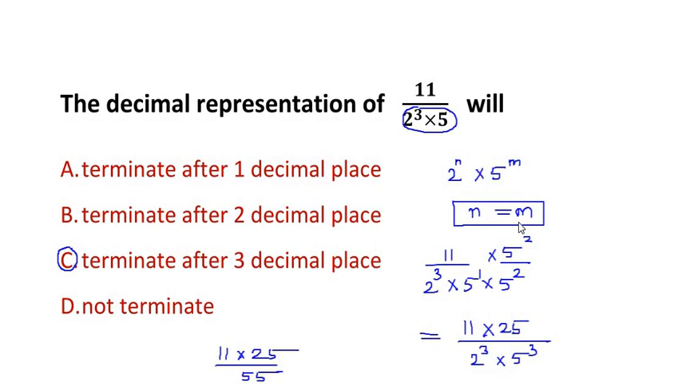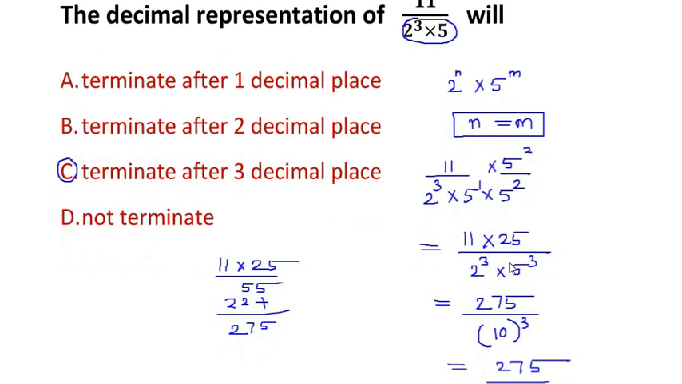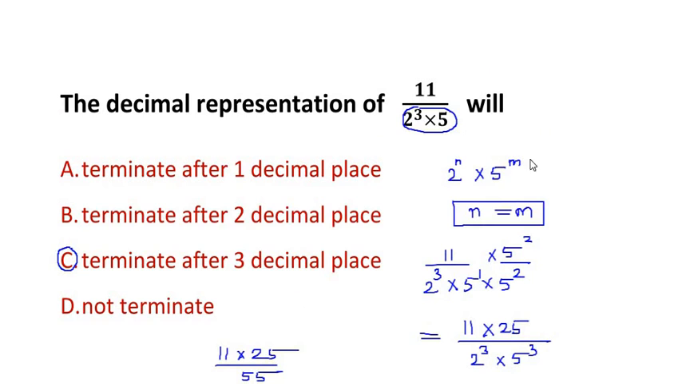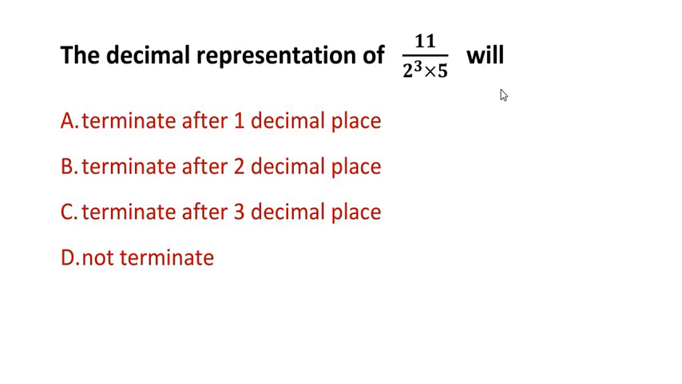Now the last method is the shortest method, and it can be done within 15 seconds. Let me show you how to do it. Let me just erase all of it. Now the last method, the easiest method, is we just look at the denominator, that is 2 to the power of 3 times 5 to the power of 1. Now check which power is the highest, 3 or 1. Of course we know 3 is the highest power, so we directly mark it as terminates after 3 decimal places.